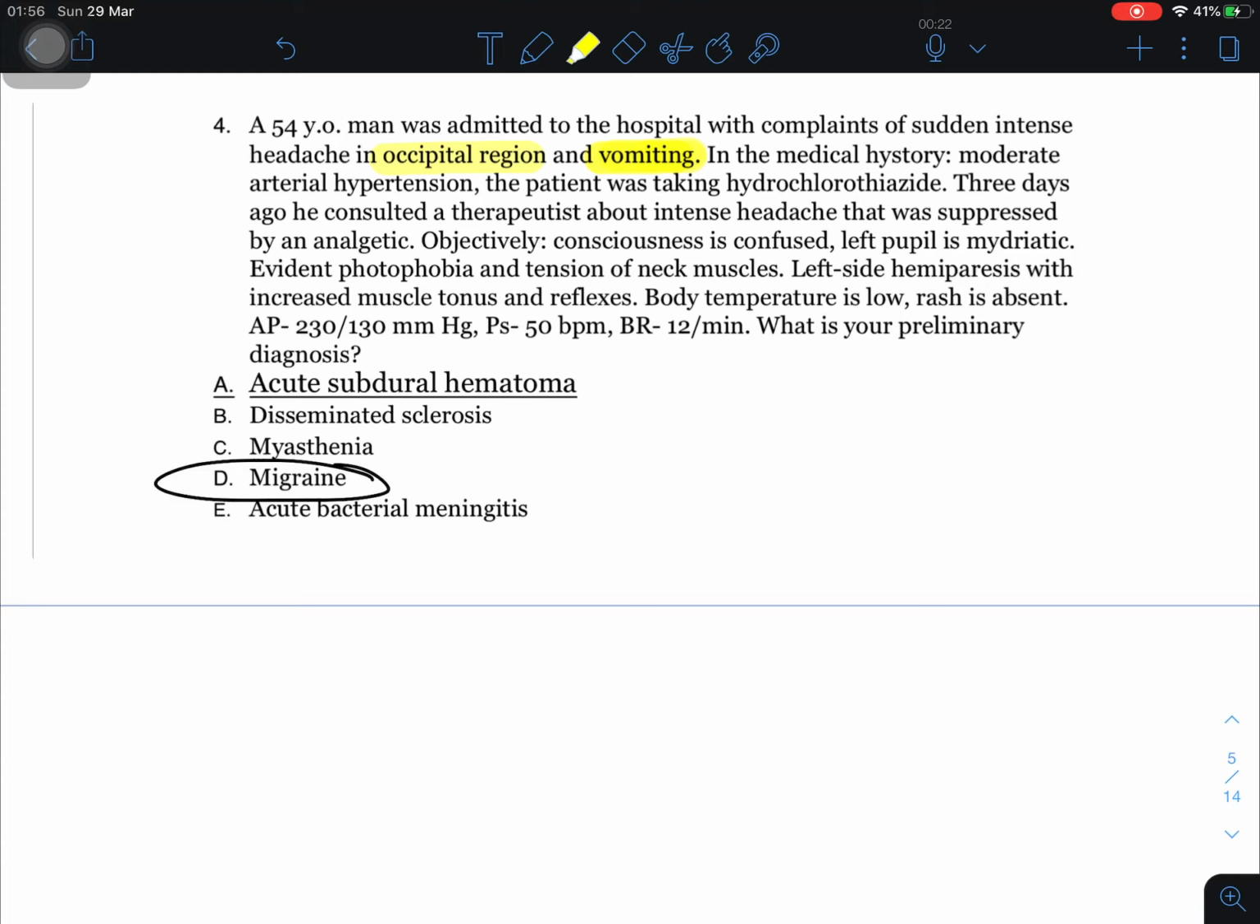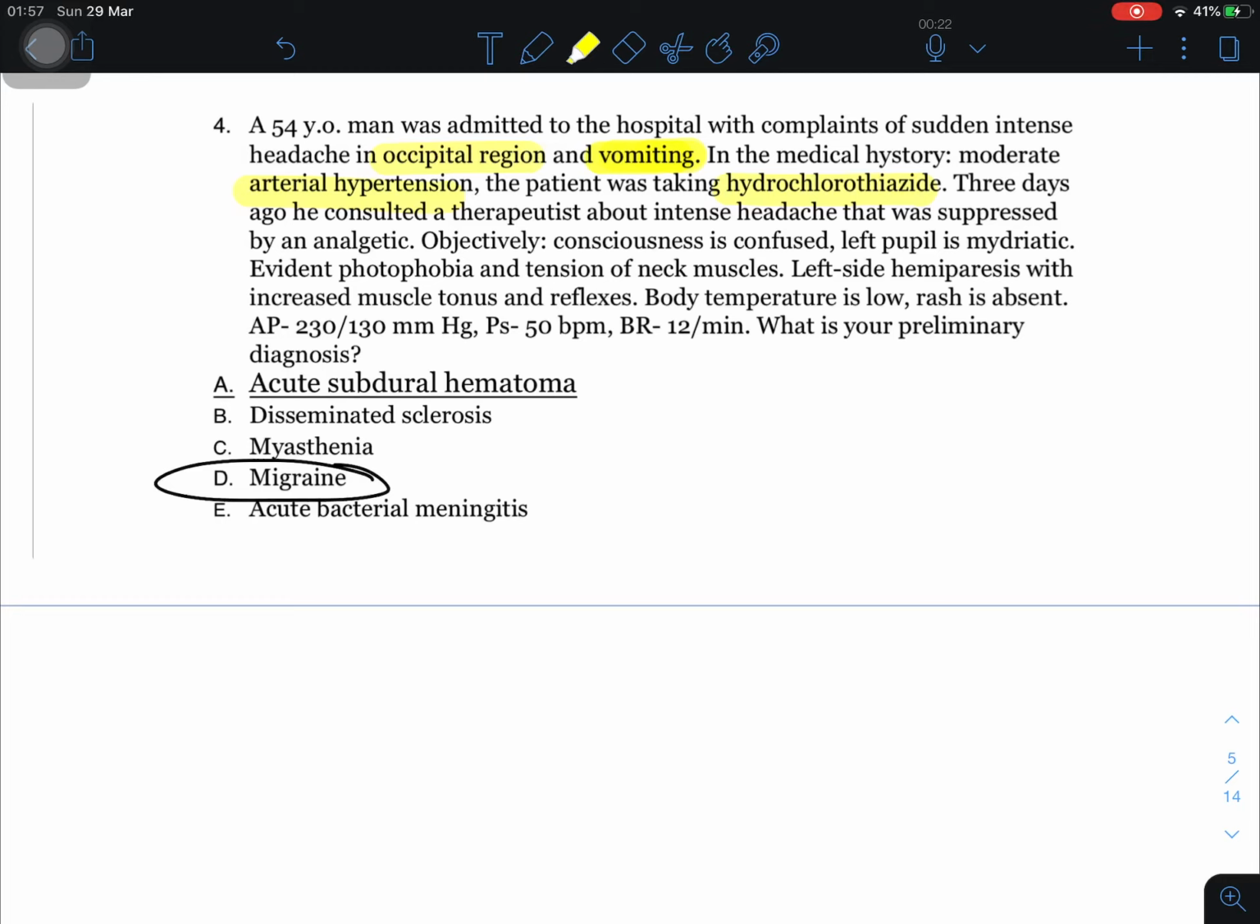So look at the history. Moderate arterial hypertension, the patient was taking hydrochlorothiazide, right? But in case of migraine, there is no such medical history. Here in this question, there is a medical history of hypertension and the patient is already taking hydrochlorothiazide. If you remember, I already told you in the first question that if the option has to be subdural hematoma, then definitely the patient will have a history of hypertension.